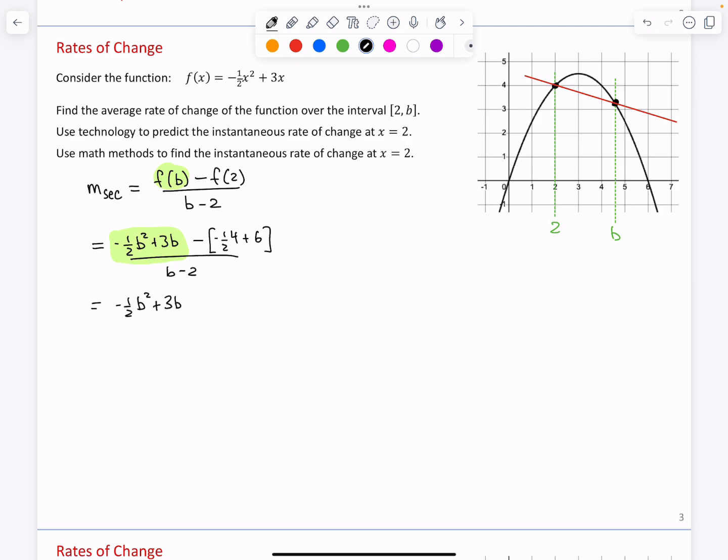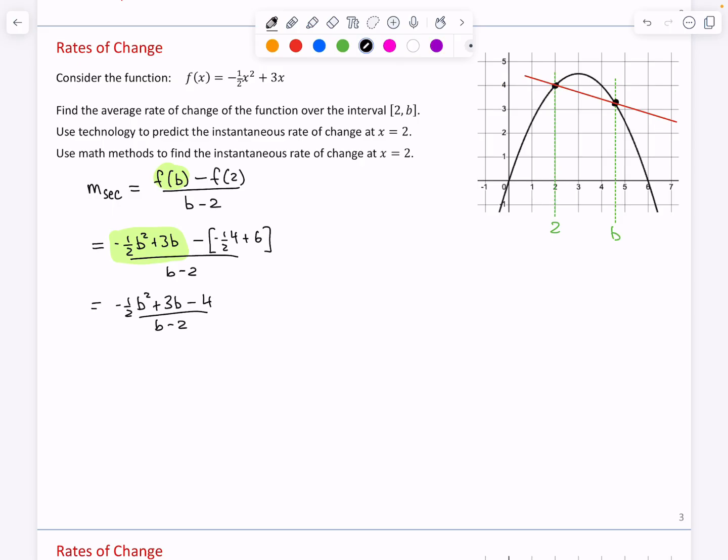Continuing, we get negative 1/2 b squared plus 3b minus, inside those brackets will be 6 minus 2, which is 4. That confirms what the graph is showing us, that when x is 2, the output is 4. Hence, we have this point right here. And this is all over b minus 2. Okay, and technically we're done.